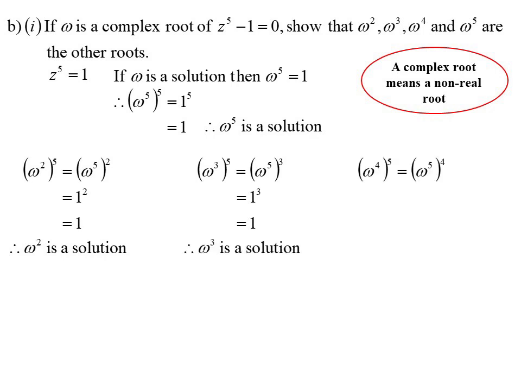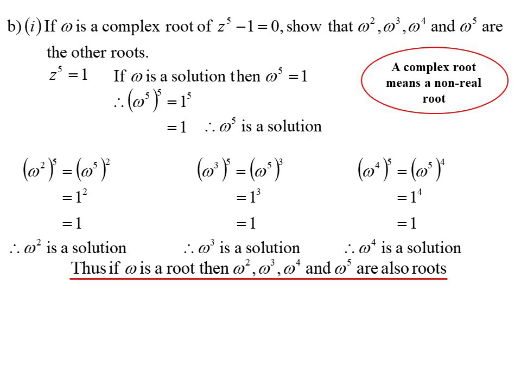Substitute in omega to the power of 4. Again, play around with the indices. 1 to the power of 4 is 1, therefore omega to the power of 4 is a solution. So yeah, if omega is a solution, that was the key there, omega had to be a solution, then so is omega squared, cubed, power of 4, and power of 5. So they're all the roots.